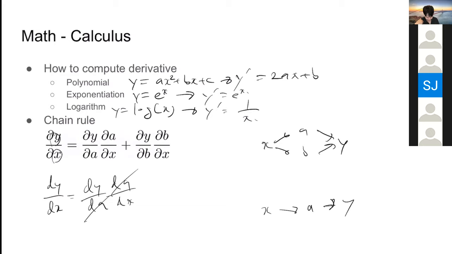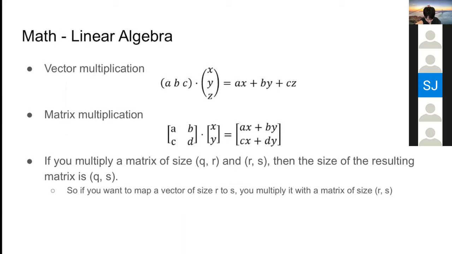And linear algebra. First you have to know vector multiplication: if you have a row vector and a column vector and you multiply these two, this is vector matrix multiplication, or the canonical multiplication in linear algebra, then it becomes a times x plus b times y plus c times z. So basically you have this linkage, right?